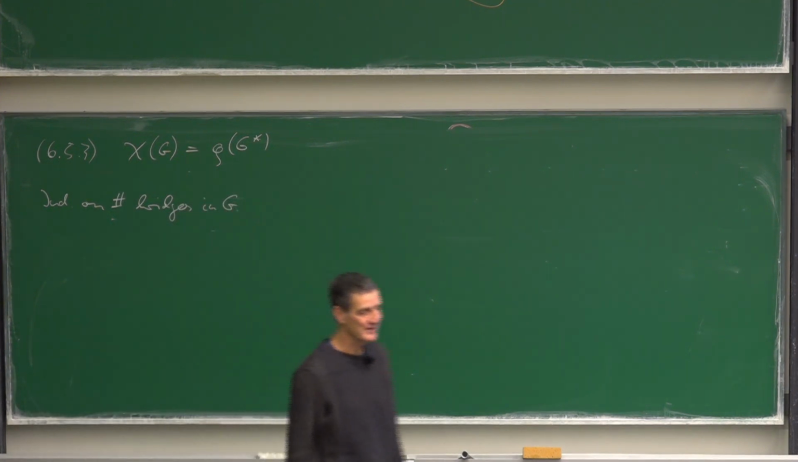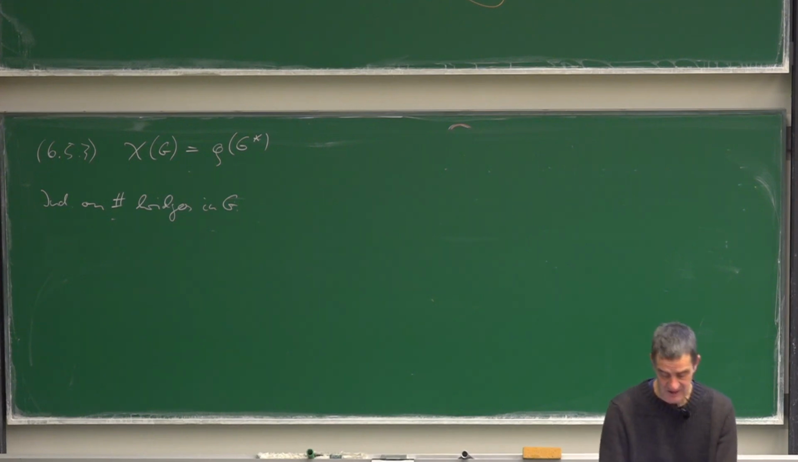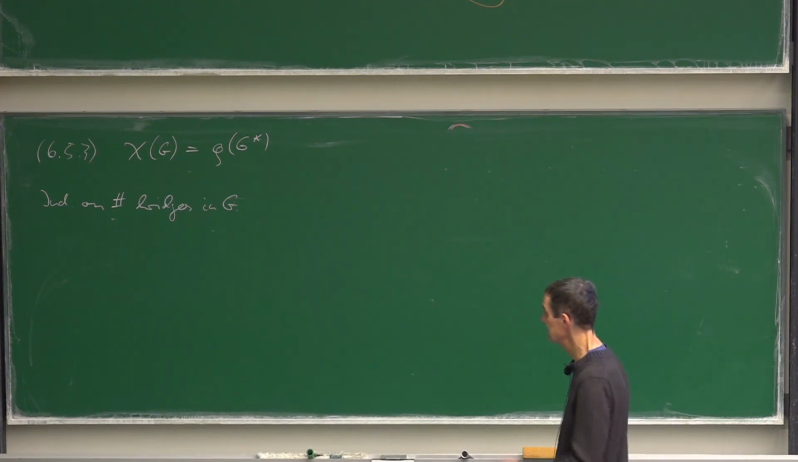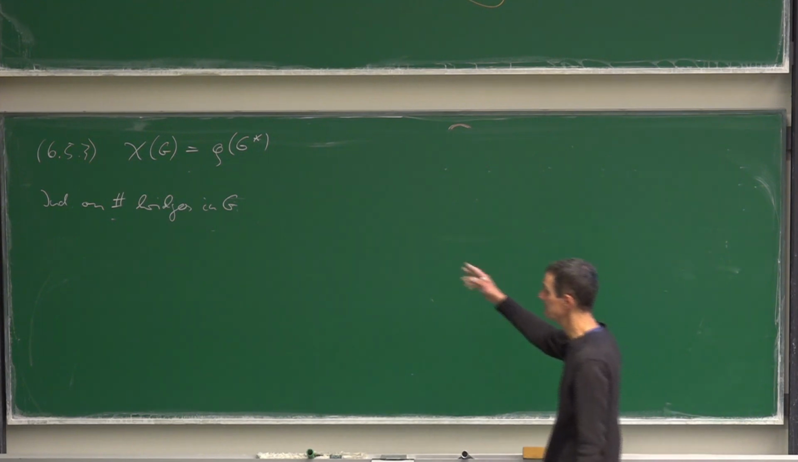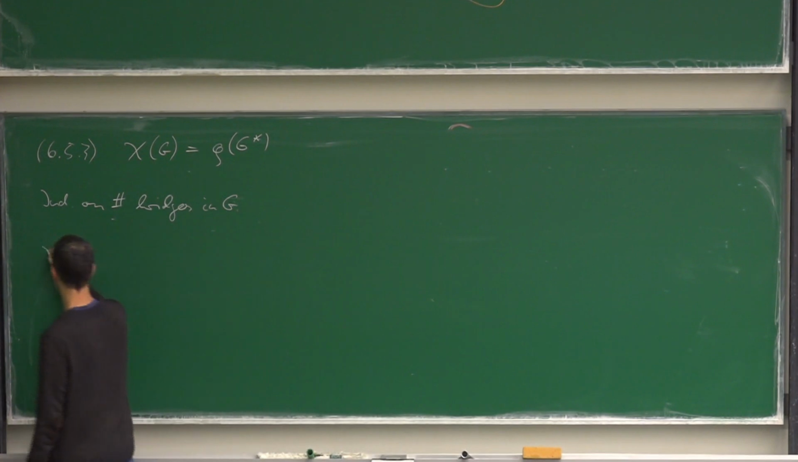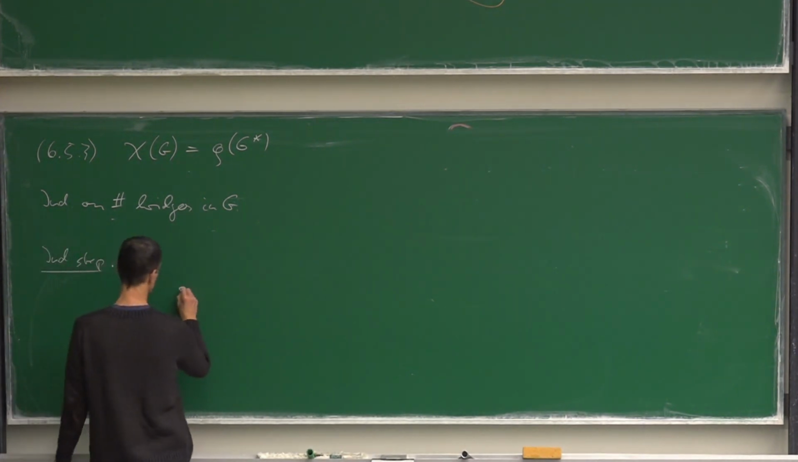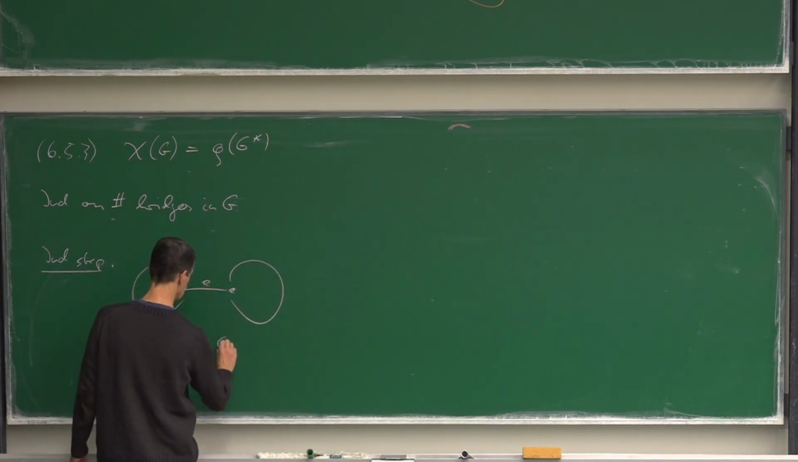And this is a rare occasion where the induction step is easy and the induction start has a little more substance. So how does the induction step work? Well, the induction start is when we have no bridges in G. Now assume we have a bridge. This is our bridge E in G.